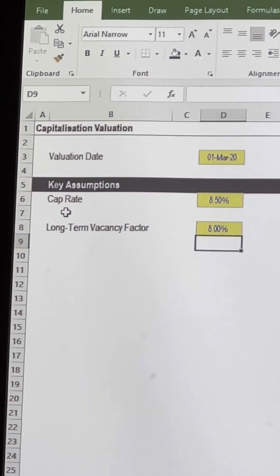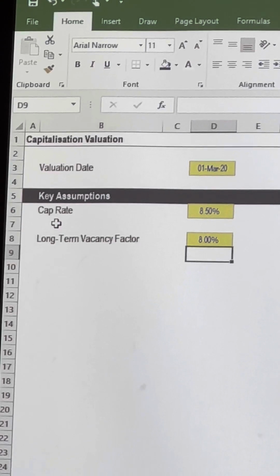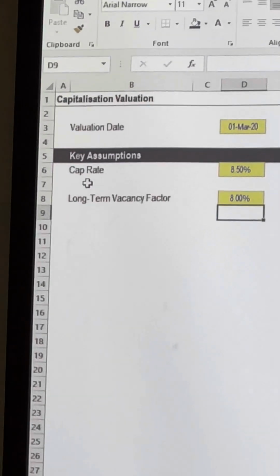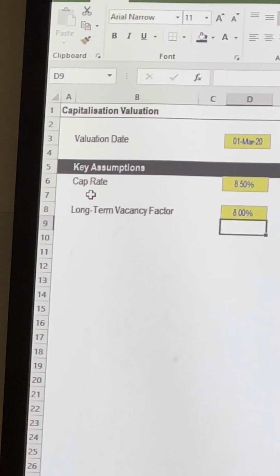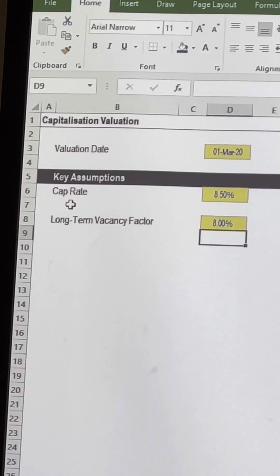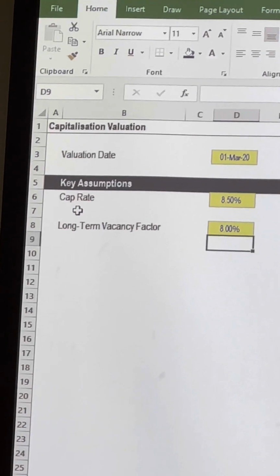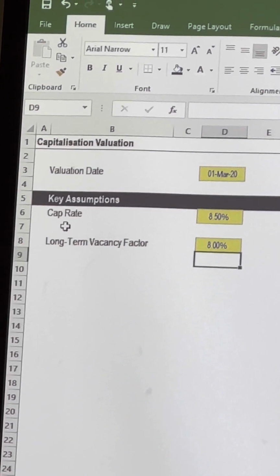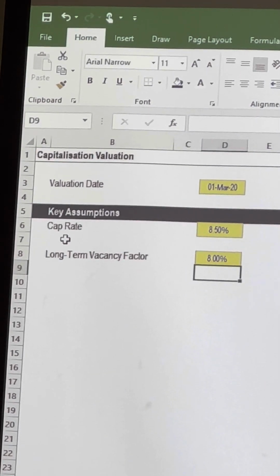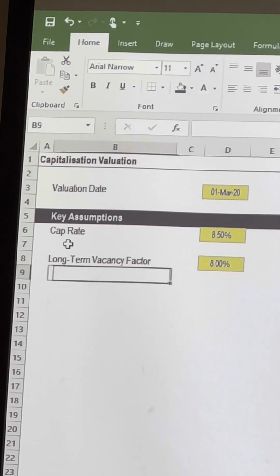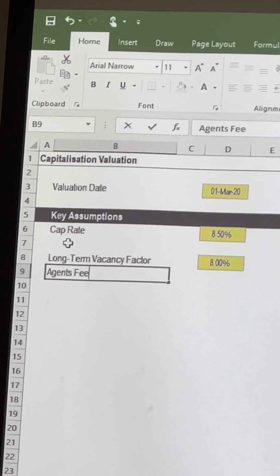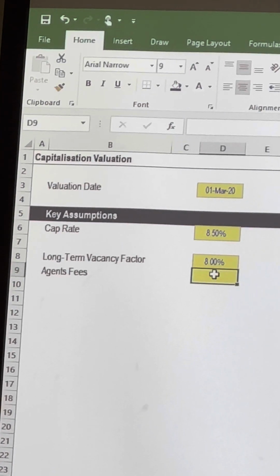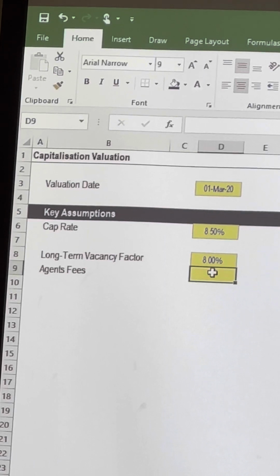Discount rate, do we need that here? We've got a discount rate for the cash flows in the DCF, but if we're going to have a cap rate of 8.5%, can we just use that? Good. We'll probably need agents fees. We'll start with that, and if we need any others, we'll bring them in. And what was agents fees? 10%.